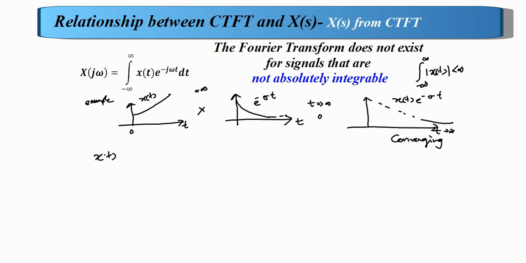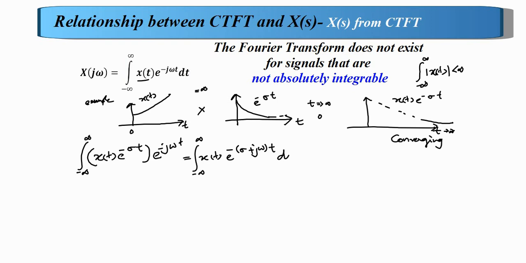That signal is x of t into e raised to minus sigma t. So this is the new signal, and now I can find the Fourier transform of it. So this is the general equation. Instead of x of t, now we will write x of t into e raised to minus sigma t, and the remaining e raised to minus j omega t, integral minus infinity to infinity. So it becomes integral minus infinity to infinity x of t into, I can group these two, e raised to minus sigma plus j omega into t, dt. Sorry, here also we need t.